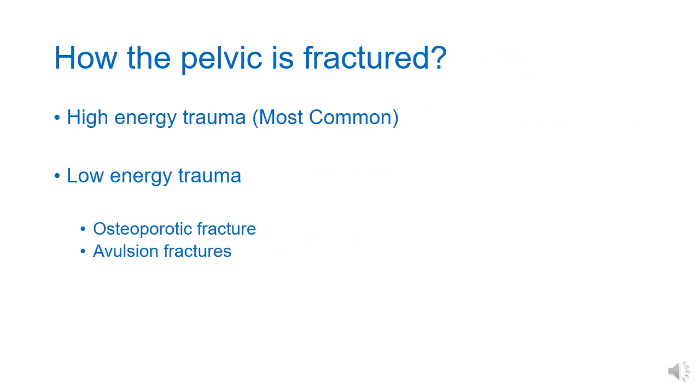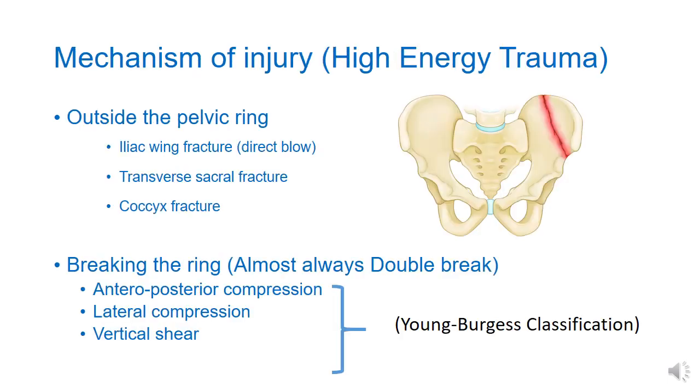How the pelvis is fractured. It's either by high energy trauma, which is most common, or low energy trauma. Low energy trauma examples are osteoporotic fractures, fragile fractures in old patients, and avulsion fractures in sports athletes. Let's discuss the most important, which is the high energy trauma.